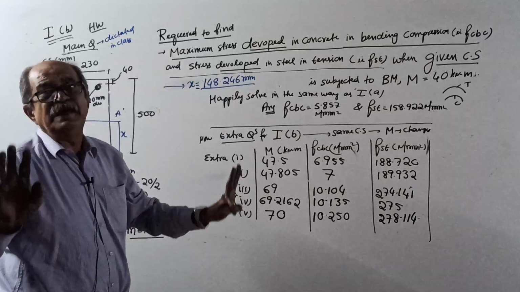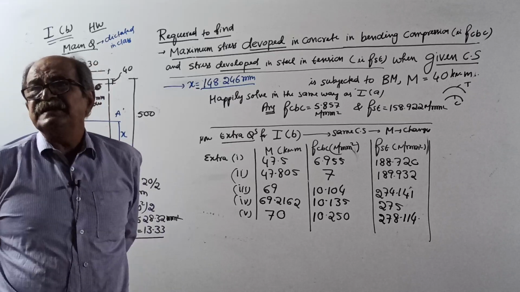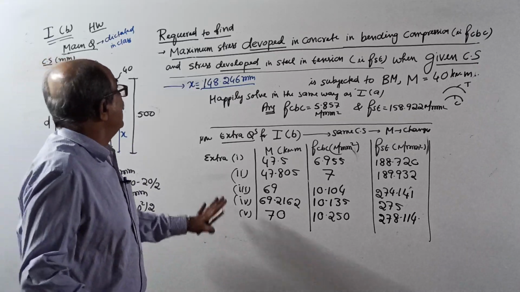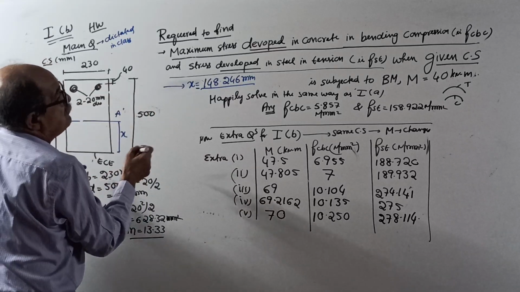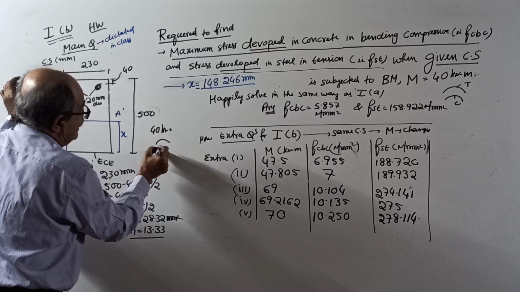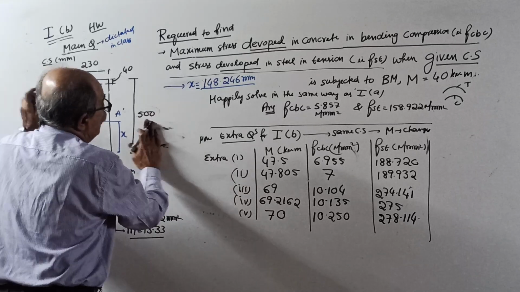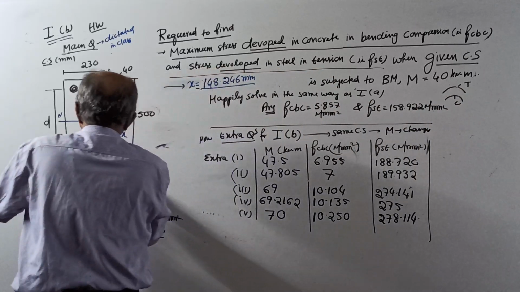Find, same as last time, the maximum compressive stress developed in concrete due to bending and the stress developed in tension steel, when the cross section is subjected to a bending moment of 40 kilonewton meter hogging. Remember, hogging, so make a note. Hogging BM means tension at the top. Now this is the compression edge.